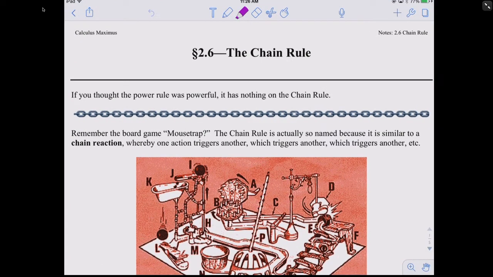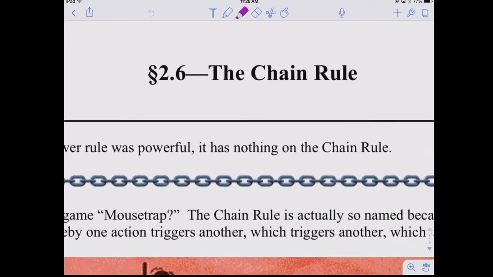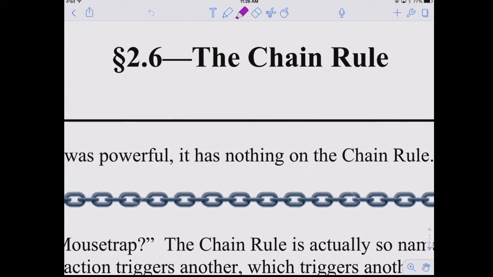I just heard what she said. The chain rule, 2.6. Come try our wassail. 100% pure Worcestershire sauce.